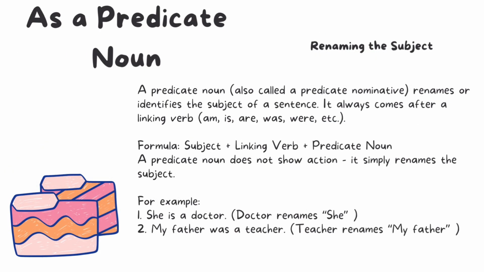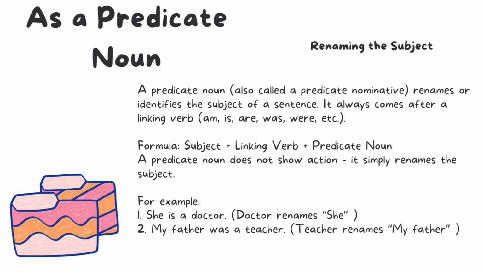Finally, nouns can act as predicate nouns. A predicate noun follows a linking verb like is or are and renames or gives more information about the subject. For example, in the sentence "My father is a doctor," the noun doctor renames father. Similarly, in "That building is a hospital," the noun hospital renames building.